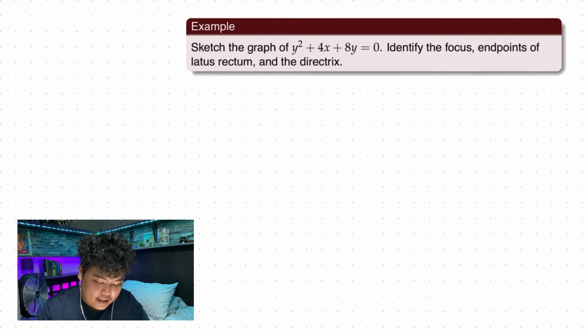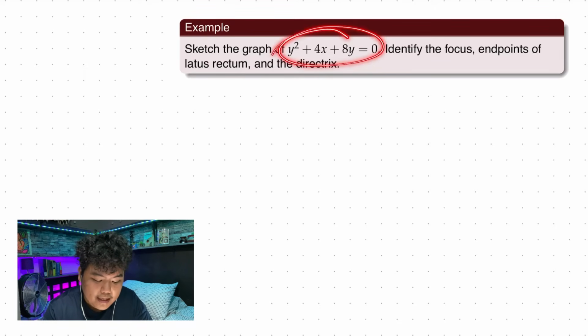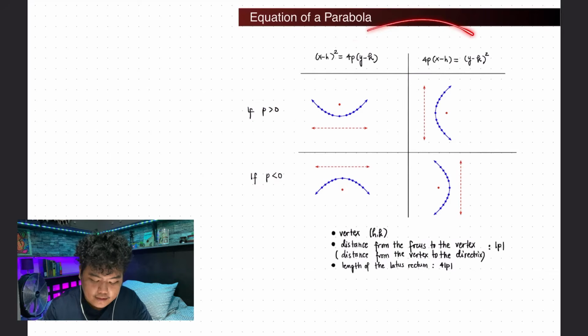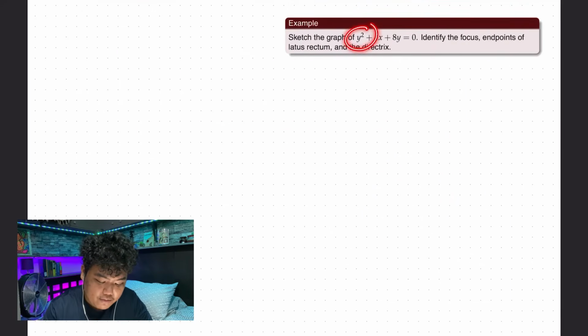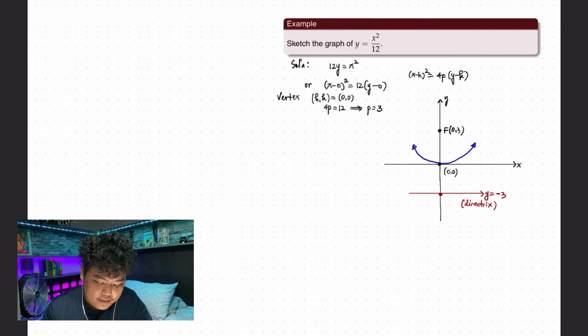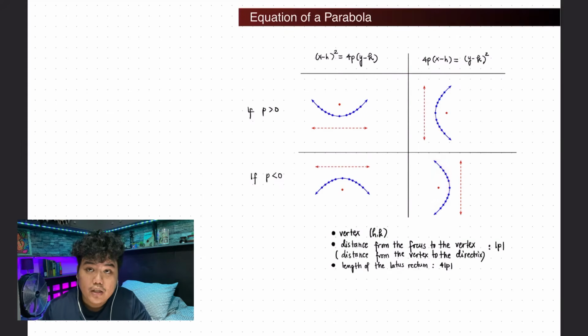Punta naman tayo dun sa, hindi pala last, second to the last example for the parabola. So let us sketch the graph of this, identify the focus, endpoints of the latus rectum, and the directrix. So unang-una, kailangan maisulat ito sa form na nandito sa table natin. Ito. At sabi dun sa question, naka-square yung y. So, ibig sabihin, pipilitin mo siya na maging ganito yung itsura. So, ang sagot dyan sa parabola mo, either opening to the right ka or to the left.